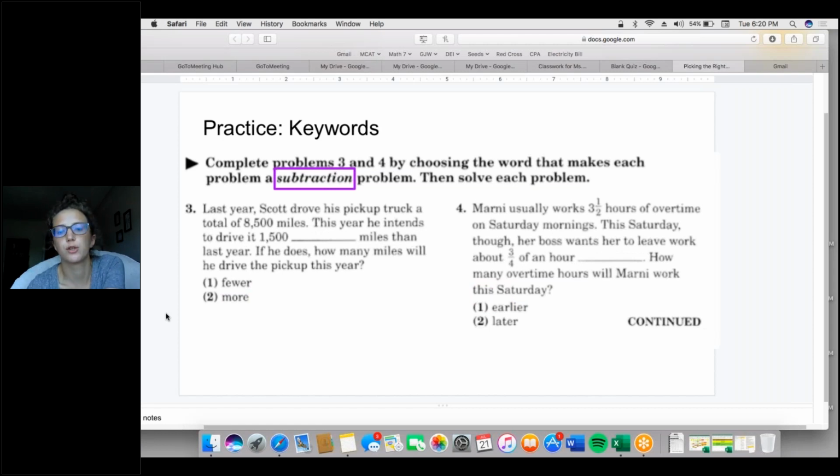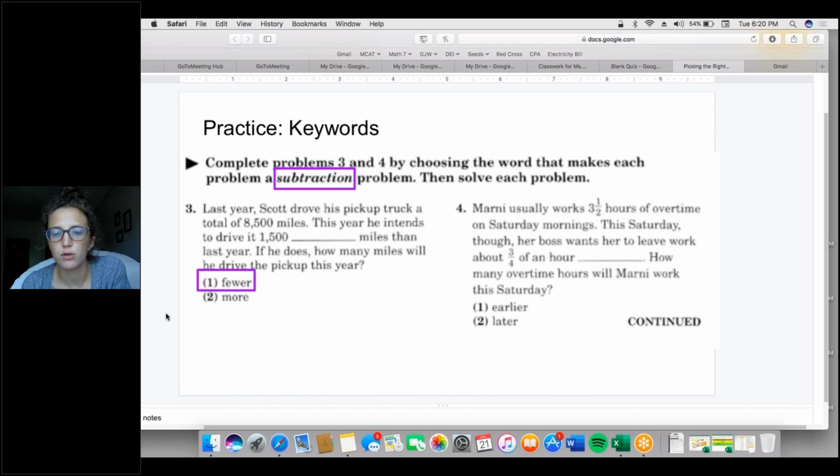We can also do this with subtraction, so the same thing, but now we're going to think about how to subtract. What keywords would we pick for subtraction? Last year, Scott drove his pickup truck a total of 8,500 miles. This year, he intends to drive it 1,500 blank miles than last year. If he does, how many miles will he drive the pickup this year? When I'm subtracting with positive numbers, my number should be getting smaller. So if I'm choosing between fewer and more, fewer is going to give me that smaller answer. So I know it's fewer.